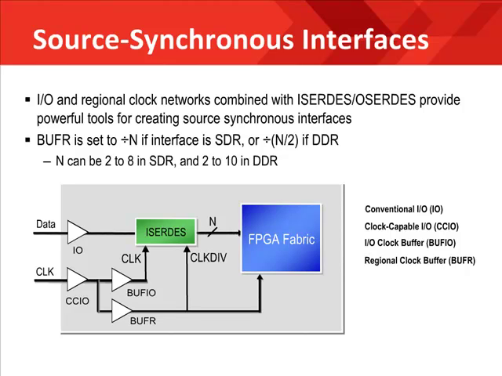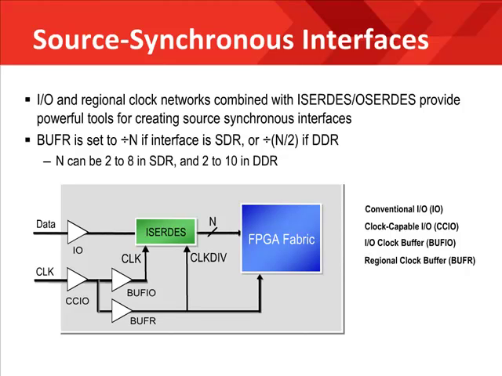The I/O and the regional clock networks combined with the ISERDES and the OSERDES provide powerful tools for creating source-synchronous interfaces. The buffer will be set to divide by N if the interface is single data rate, or divide by N over 2 if it's a double data rate application. Now, the N can be 2 to 8 in SDR and anywhere from 2 to 10 in a double data rate application.